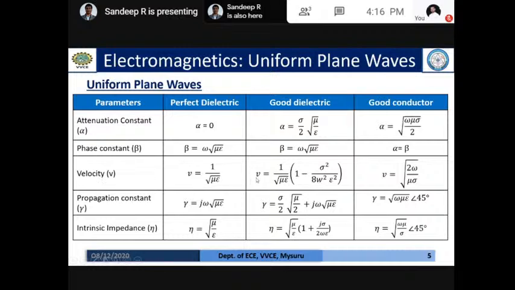Similarly, for velocity, 1 by root of mu epsilon. So this is for good dielectric, 1 by root of mu epsilon into this value. And here it is root of 2 omega by mu into sigma. And then propagation constant, it is just the addition of alpha and beta. So alpha is 0, only the value of beta, alpha plus j beta. Similarly here, alpha plus j beta and alpha plus j beta. And the last one is intrinsic impedance of the medium. Eta is equal to root of mu by epsilon. This is for perfect dielectric, good dielectric, and finally good conductor.